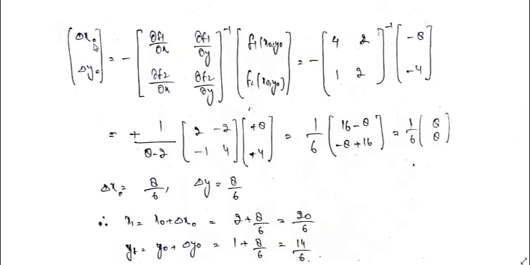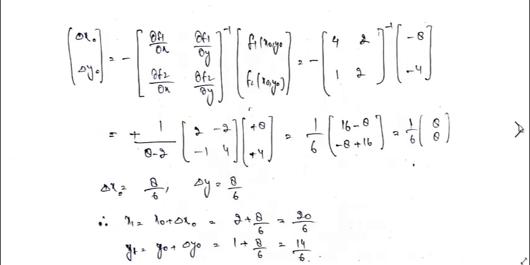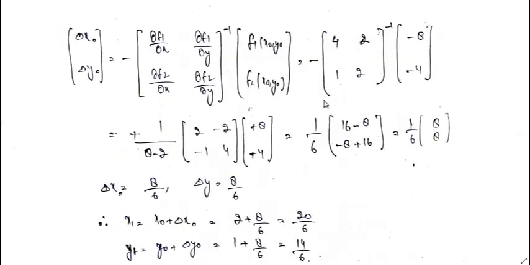Now we have to calculate delta x. So this is del f1 by del x, that is 2. Del f1 by del x should be equal to 4. Sorry, here it is 4. So del f1 by del y is 2. Del f2 by del x is 1. Del f2 by del y is 2. So it is correct, and this is the value of this. This is minus 8, this is minus 4. So taking the inverse of this, this is 2, 4, minus 2, 1.